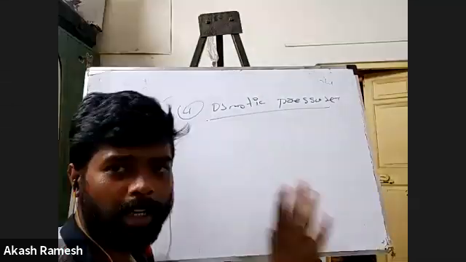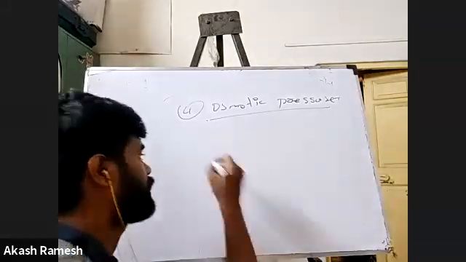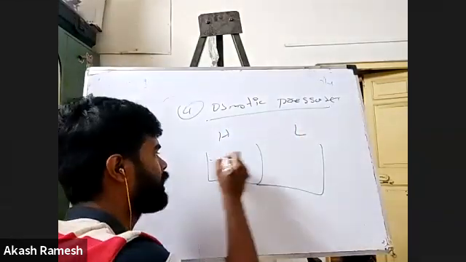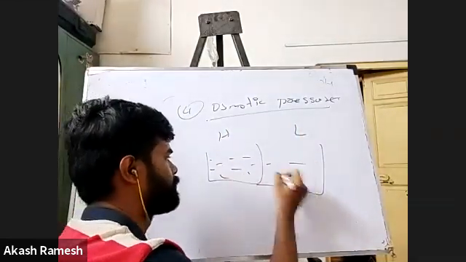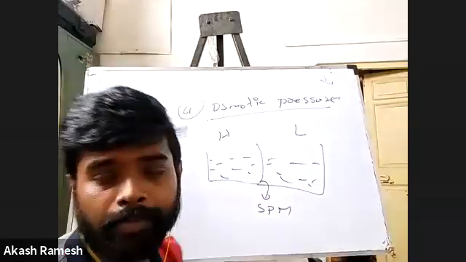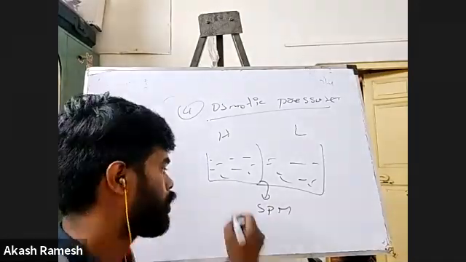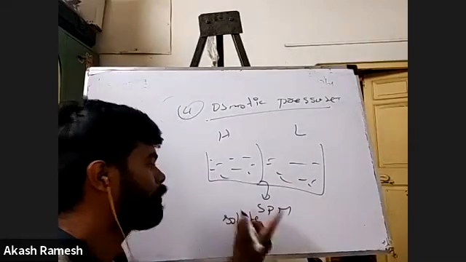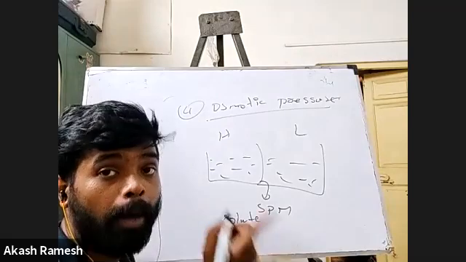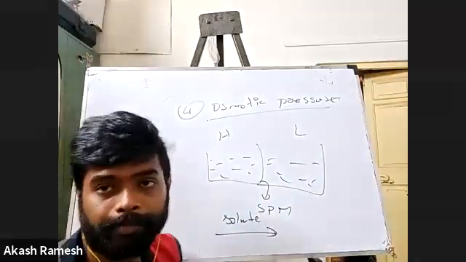Now let me construct an osmosis setup. Assume that this is the higher concentration side, this is the lower concentration side, and this is an SPM. Now we'll talk only about the solute. I know from which side to which side the solute will move. Obviously, it is going to be from the higher concentration to the lower concentration, from this side to this side.